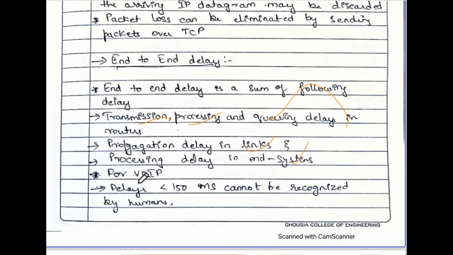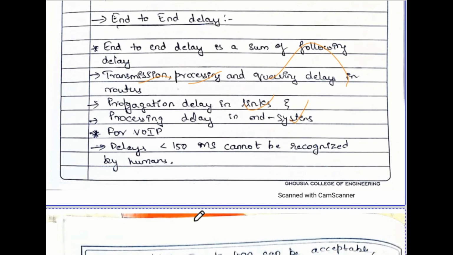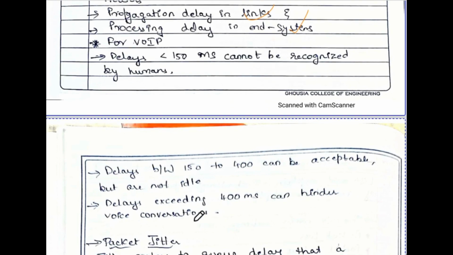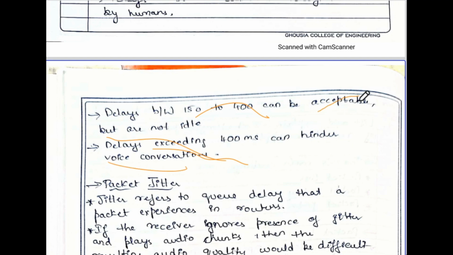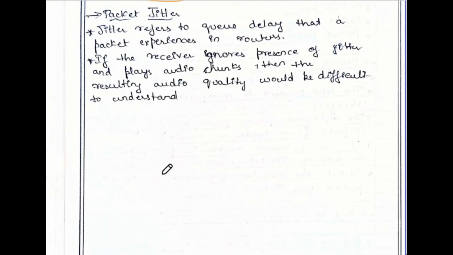For VoIP, for voice, a delay of less than 150 milliseconds cannot be recognized by a human. A delay between 150 and 400 milliseconds can be acceptable but not ideal. Delays exceeding 400 milliseconds can hinder a voice application. This is acceptable but not properly audible; greater than 400 can hinder voice communication.